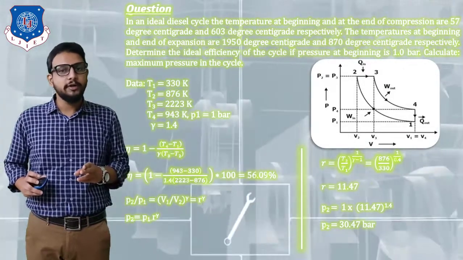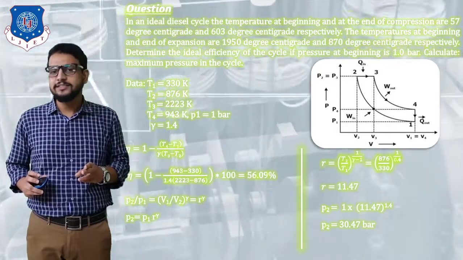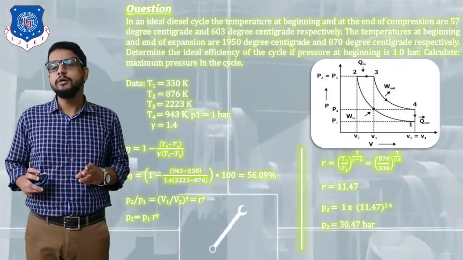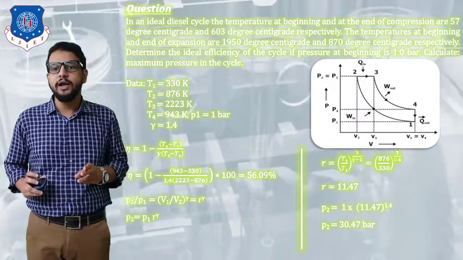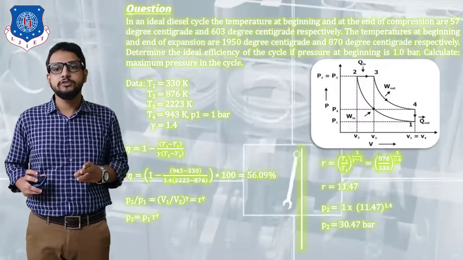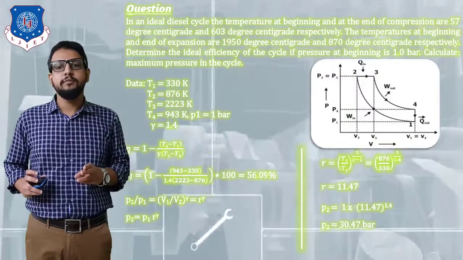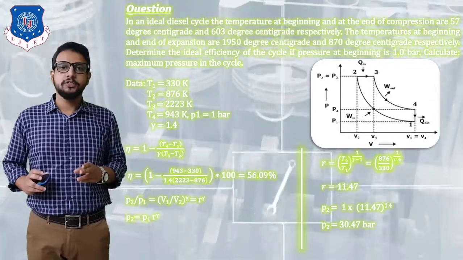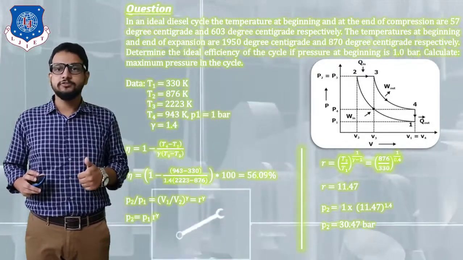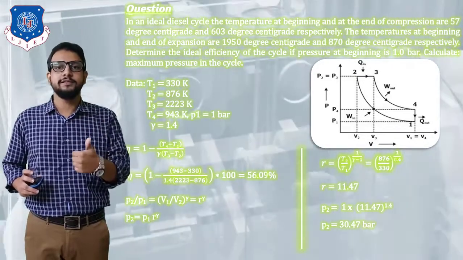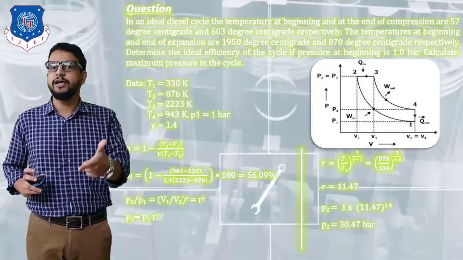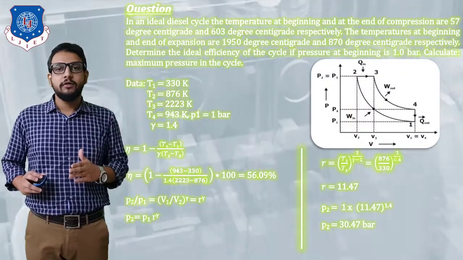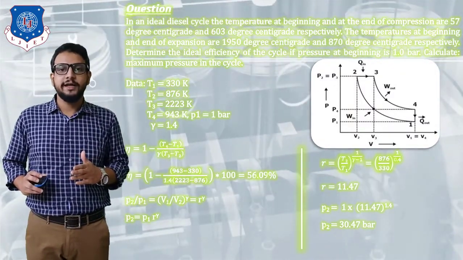Once we have obtained our compression ratio, we directly substitute this value in our equation of pressure P2. So P2 is equal to P1 r raised to gamma, so we can write 1 into 11.47 raised to gamma, that is 1.4. So we get maximum pressure P2 equal to 30.47 bar. So this is our final answer. In this question we have found out 2 things, efficiency eta and pressure P2. I hope that you are clear with this question. Now let's proceed further to our next question.